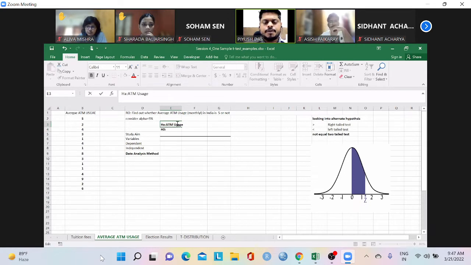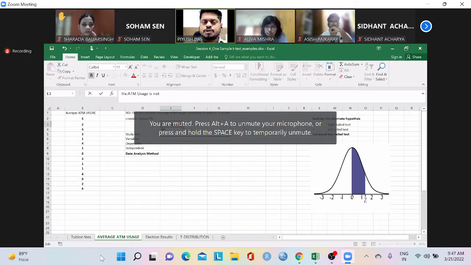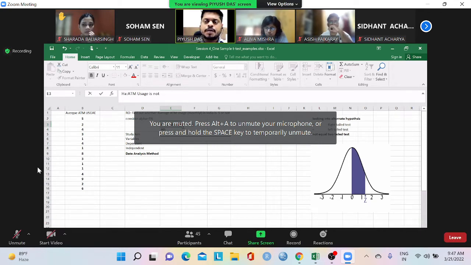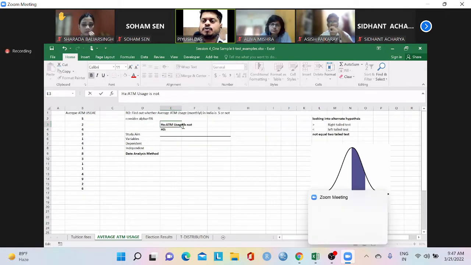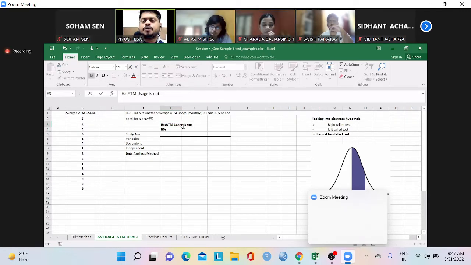Everybody understood why we are not putting that equality sign in the alternate hypothesis, though the research objective is written whether it is 5 or not. So it is not saying prove that it is not equal to 5. It can be either case, it can be equal to or not equal to. But as per the philosophy of our hypothesis testing, right? Equal to sign always will be there in the status quo, in the null hypothesis, right? ATM usage is not equal to 5.